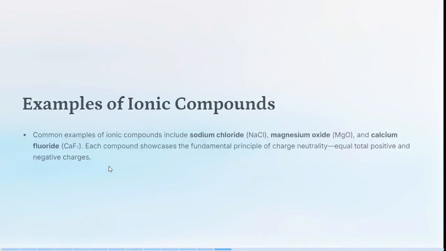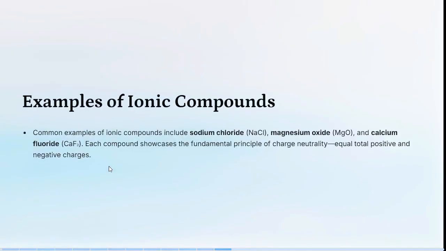Let's see some examples of these ionic compounds. Some common examples of ionic compounds include sodium chloride, the most popular ionic compound, used in most explanations. Next is magnesium oxide and calcium difluoride.